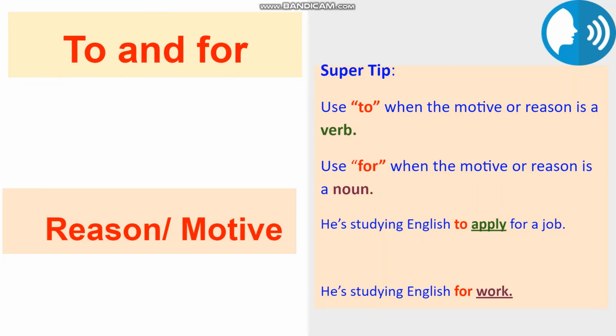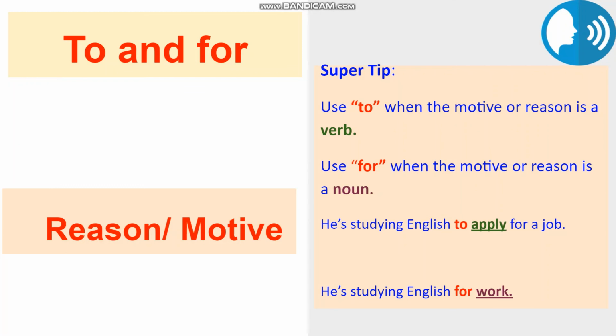So you can use both to and for to talk about a reason or motive. So that is to talk about why someone is doing something or for what reason they are doing it. In that case, they are not interchangeable. You can't use either one in the same way. But luckily for you, there are some simple rules to remember.